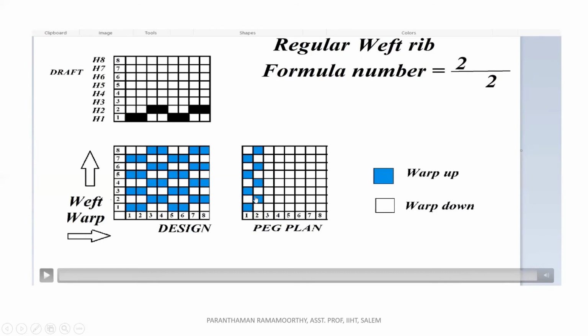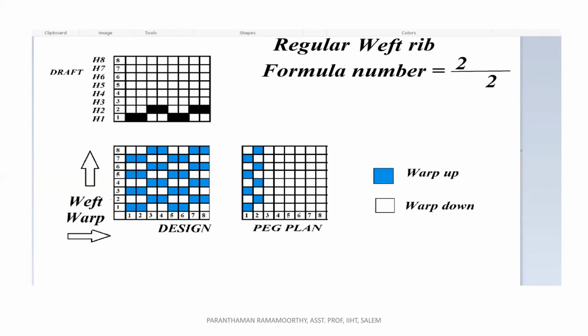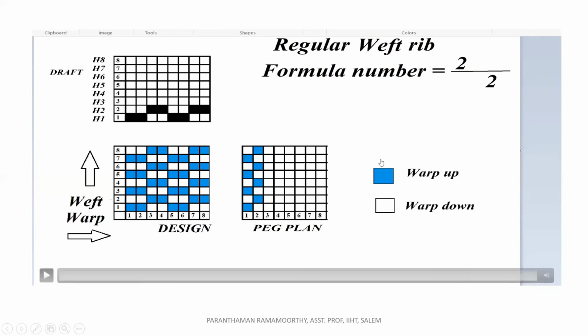So in the second heel frame is having third and fourth ends, that is lifted in the second pick. Here the blue color solid mark indicates the warp up and the blank box indicate warp down.